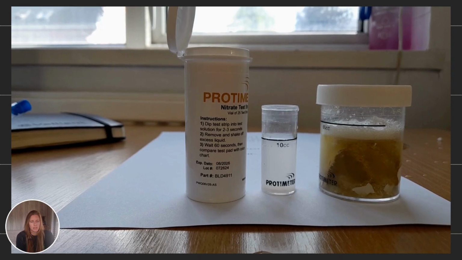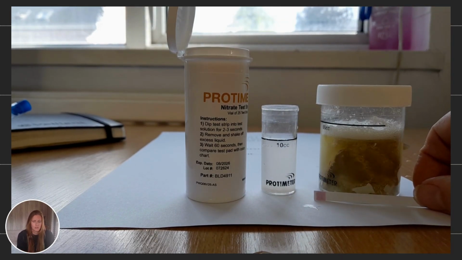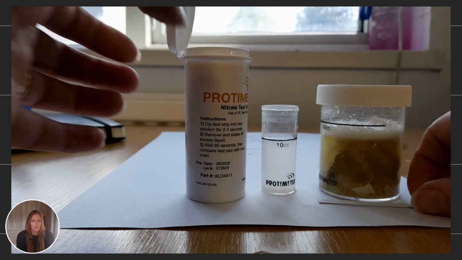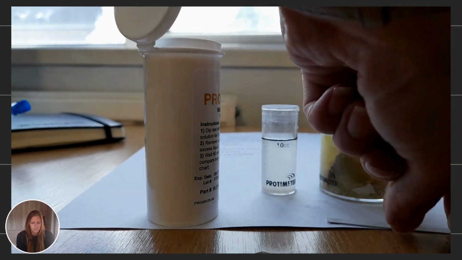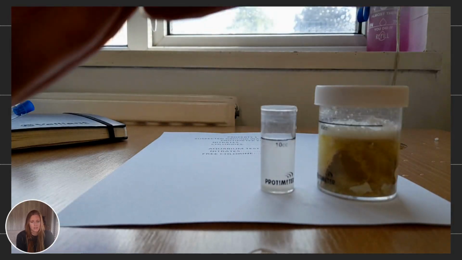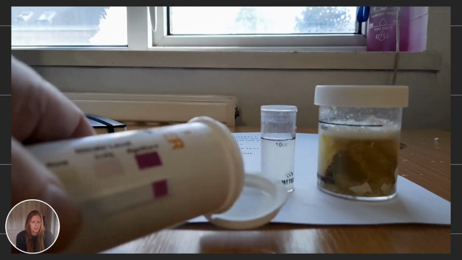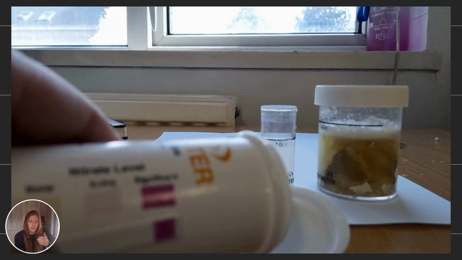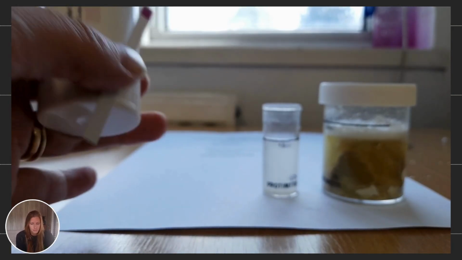The next one is the nitrates, and this is with the new strip rather than the tablets, which is loads easier, and I find it a lot easier to gauge against the colour because it's really simple, it's just on the side there. So credit to Protimeter for improving it. I think it will make a massive difference.